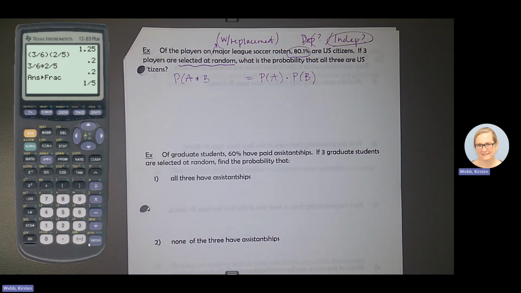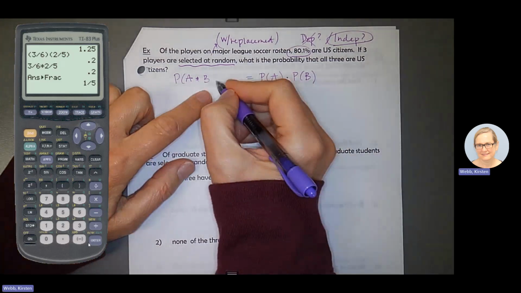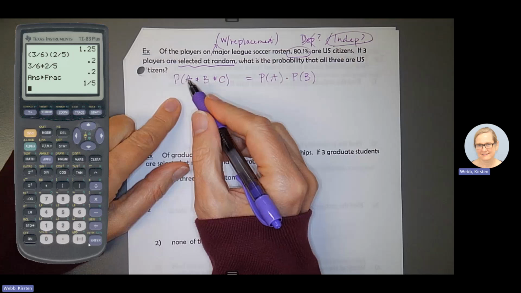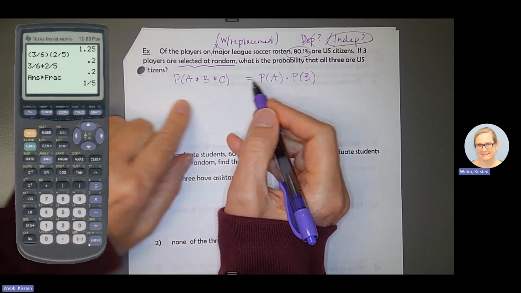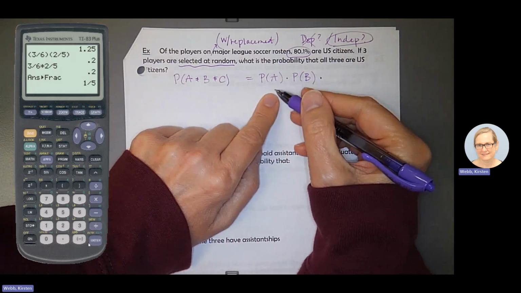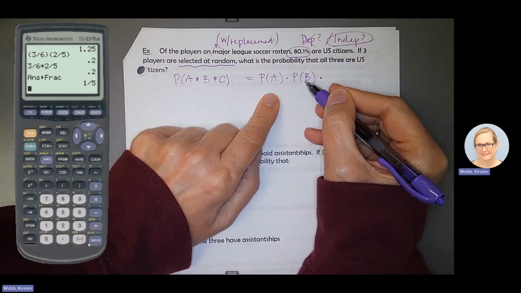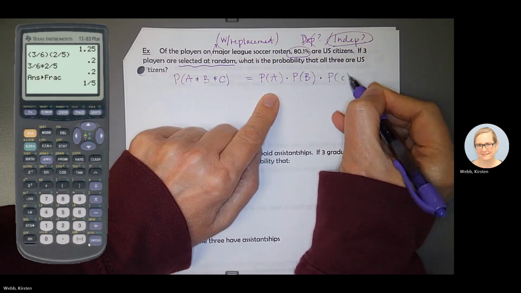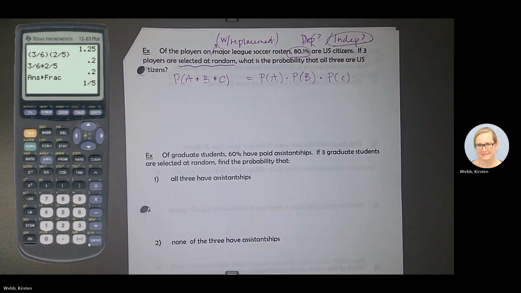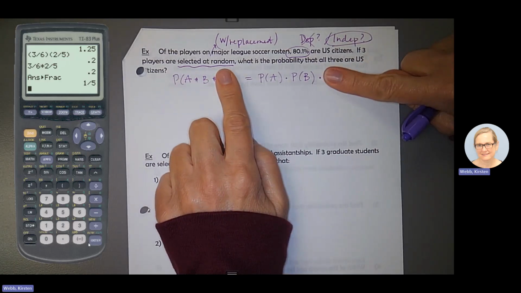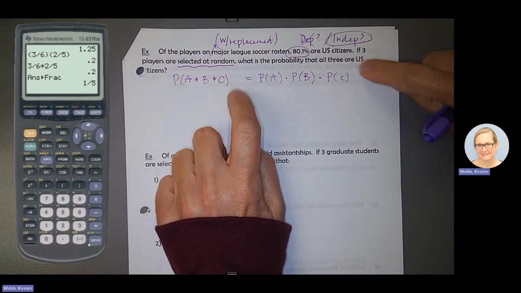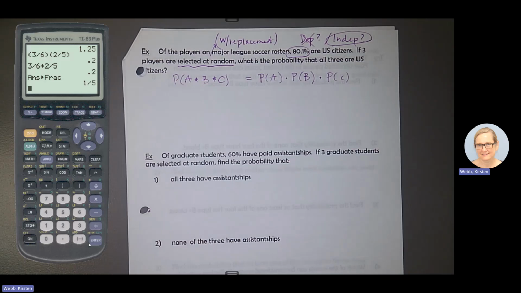I think we'll have to extend our rule a little bit, won't we? Because it was for A and B, but now we're talking about three things. Since they are independent, we should be able to extend it. Let's say the probability of A and B and C would equal probability of A times probability of B times probability of C. Before we just had A and B. But since they're independent, we could have any number of things, just keep multiplying those probabilities.